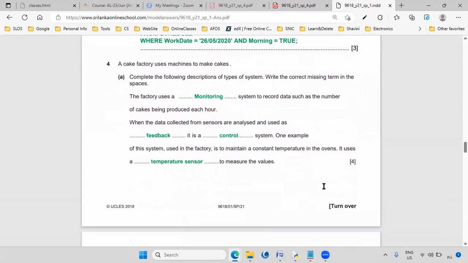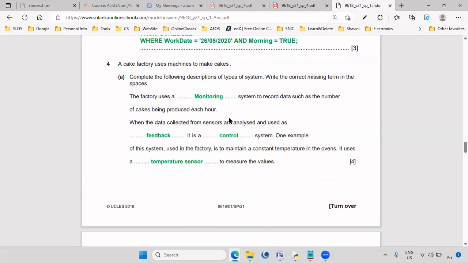Question 4. A cake factory uses machines to make cakes. Complete the following descriptions of types of system. Write the correct missing term in the spaces. The factory uses a monitoring system to record data such as the number of cakes being produced each hour.